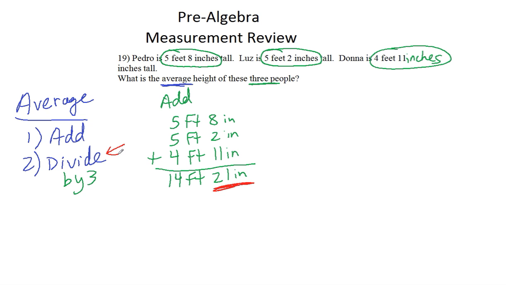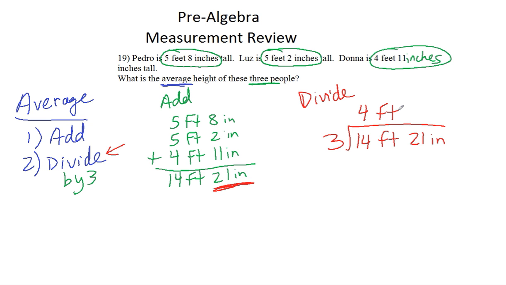Okay. So now I'm on to the second step of divide. And remember, it was 3 people. So I'm going to take my total, the sum I got from adding, 14 feet 21 inches, and divide that by 3. So 3 will go into 14 feet 4 times. 4 times 3 gives me 12 feet. And I subtract, I get a remainder of 2 feet. And remember, the 21 inches is also part of my remainder. 3 will not go into 2.